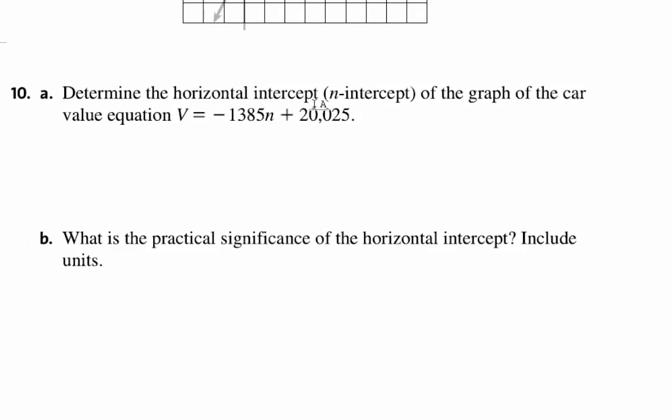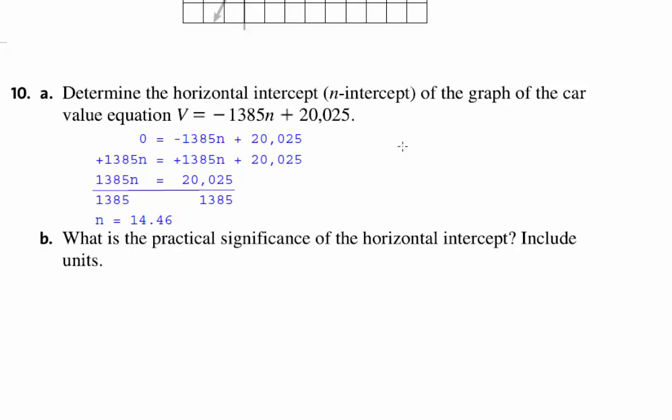So question 10 asks us to determine the horizontal intercept of the graph of a car value equation v equals negative 1,385n plus 20,025. So really, the easy way to get the horizontal intercept would be plug in the 0 value to the output and solve for the input. Okay, so plug in 0 for v and solve for n. And when we finish the algebra, we're left with n equals 14.46. So as an ordered pair, we have 14.46, comma 0.